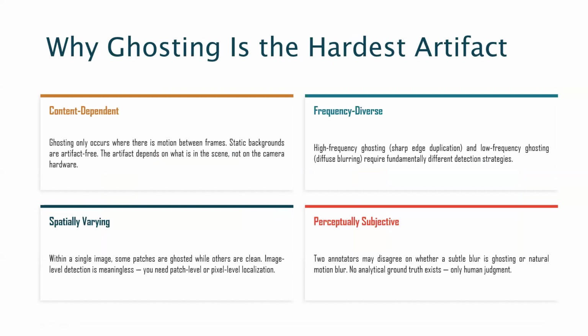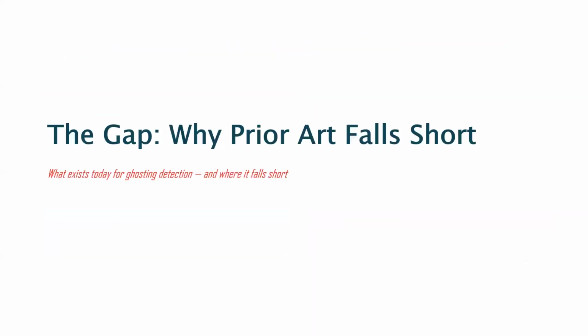And the last one is that it is perceptually subjective. What might be the highest ghosting artifact for one person might be just natural blurring or a mild ghosting artifact for another. So this perceptually subjective ranking or criteria of ghosting artifacts, or even artifacts in general, makes the problem much tougher to address. Then there is the gap in what sort of datasets and information we have.